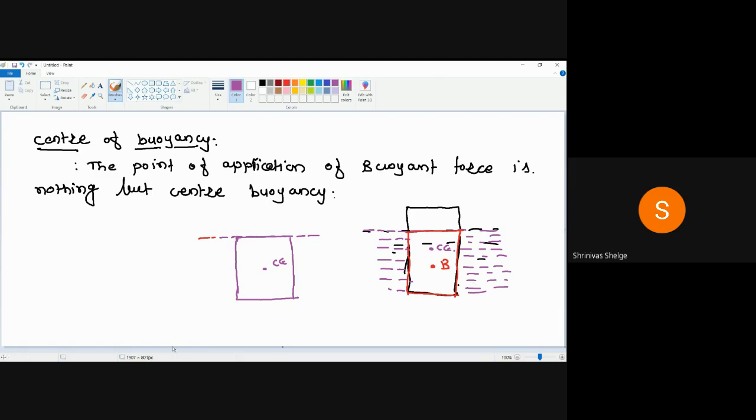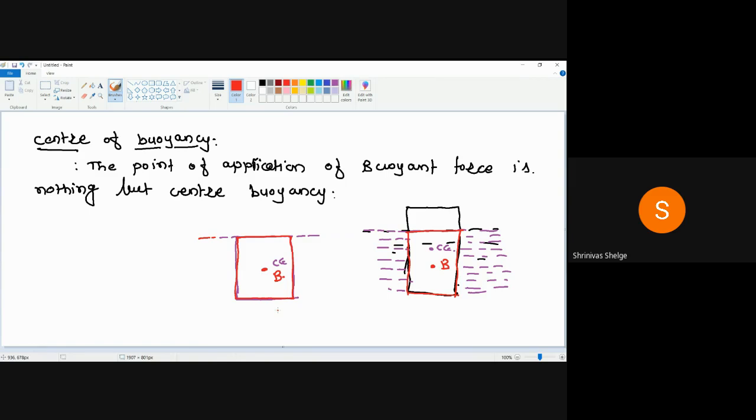Here, the body, I will again show you with the red color. So this is the submerged portion, because it is fully immersed. And the CG of the submerged portion of the body is nothing but the center of buoyancy. The CG of the submerged portion is the same, so it will coincide with this one. So at the same point, you will find the CG and the center of buoyancy. Correct? Is it clear?